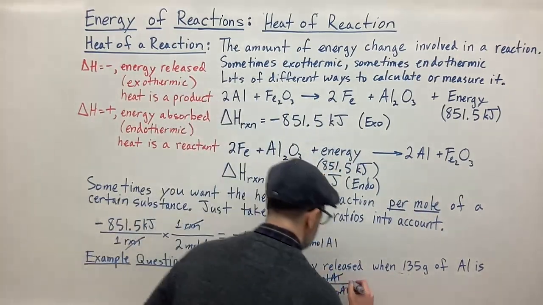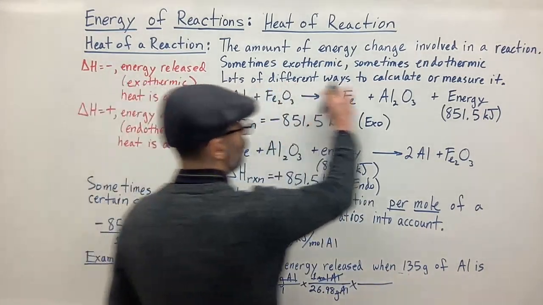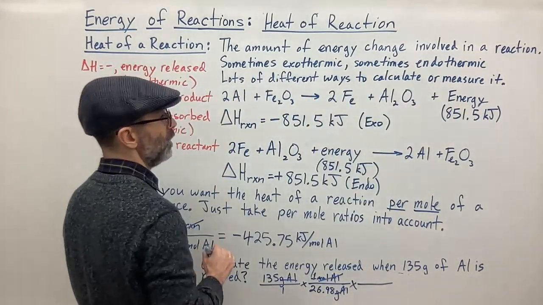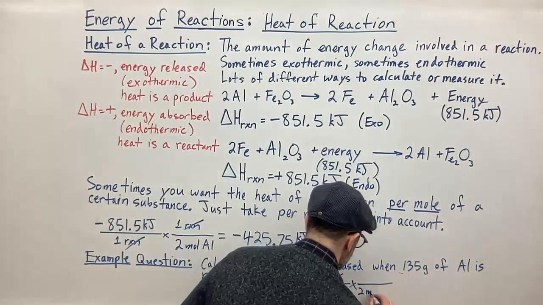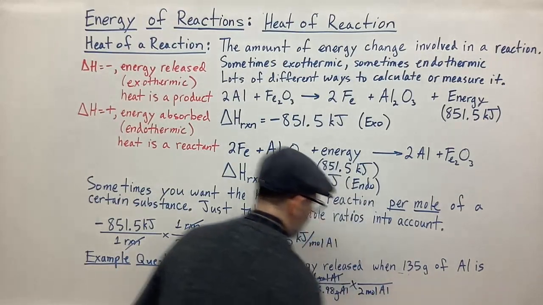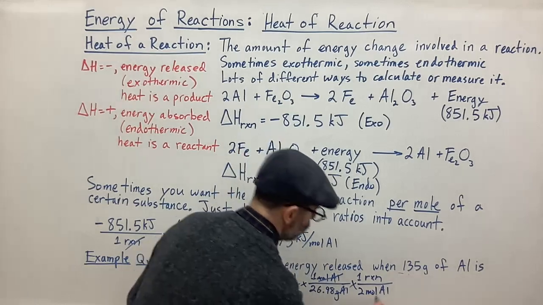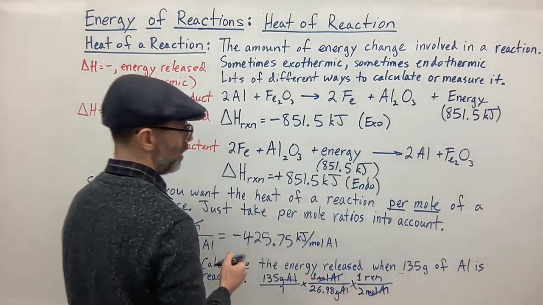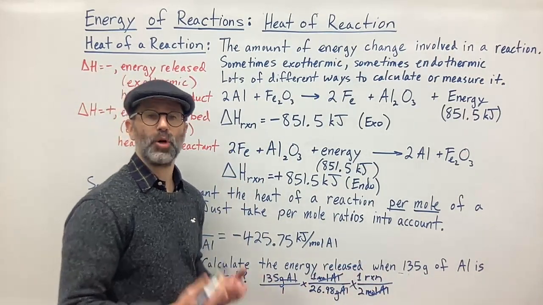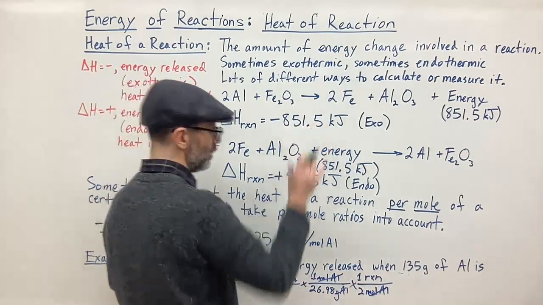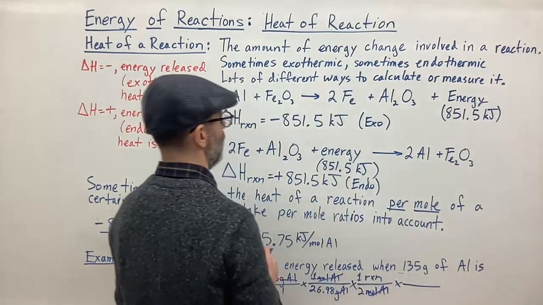So what I could do instead is, well, I know that for every one reaction, I have 2 moles of aluminum. Well, here I have moles of aluminum. I could put 2 moles of aluminum on the bottom for every one reaction. So moles of aluminum cancel out. Now I have one reaction. Well, how much heat is given off per reaction? Well, it's this amount here. So then I can use that as my last step.